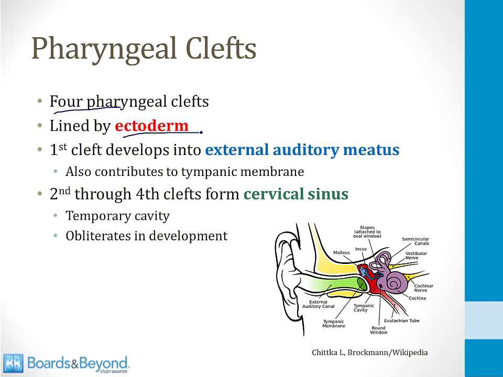The first pharyngeal cleft develops into the external auditory meatus. The word meatus just means passage, and many people call this the external auditory canal. It's shown in green in the drawing here. In addition, the first cleft contributes somewhat to the tympanic membrane.